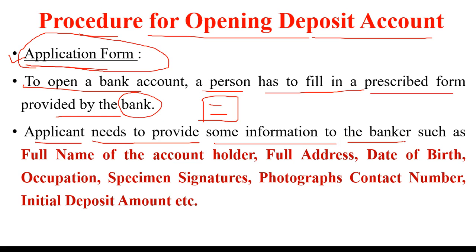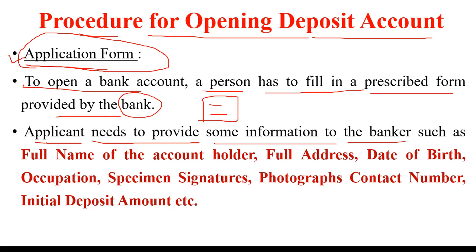Then the banker will give the account number, the cheque book, etc., the banker will give to the customer. When all the format, all the verification is done, then the banker will accept that form, and the banker will give the account number to the customer, and then the actual relation between the customer and the banker will start, it will be established.